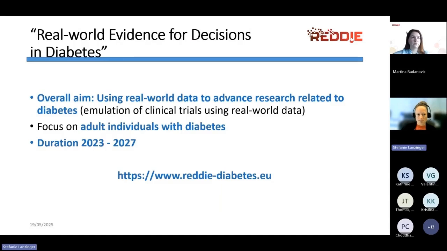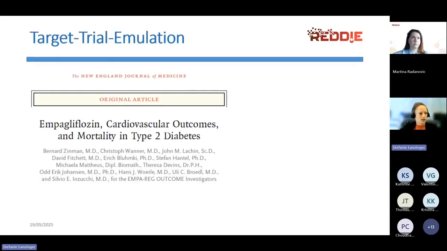So as introduced by Martina, in the REDDIE project, one general aim is to use real-world data to advance research related to diabetes, and one of the main objectives is to emulate clinical trials using real-world data from registries. The focus is on adult individuals with diabetes. And using registries, we will do a target trial emulation. So we will use registry data in order to emulate clinical trials.